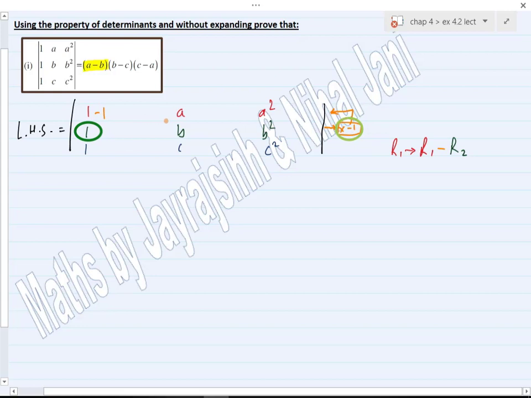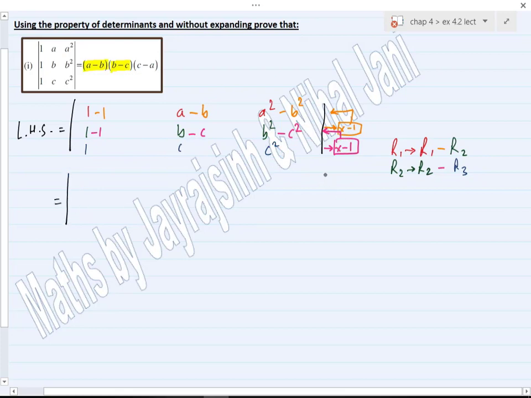1 minus 1 is 0. b minus 1 is a minus b, and a square minus 1 is a square minus b square. Similarly, to get b minus c, the preferable operation is R2 gives R2 minus R3. That means we have to multiply minus 1 with the third row and add into the second row. So here we'll get b minus c and b square minus c square.